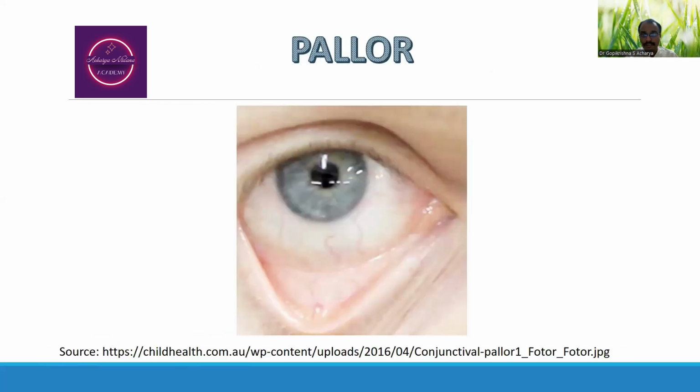And think about this image, where the palpebral conjunctiva is being visualized. That means both are visualized simultaneously. This is indicative of pallor. When pallor is present, this is indicative of anemia.